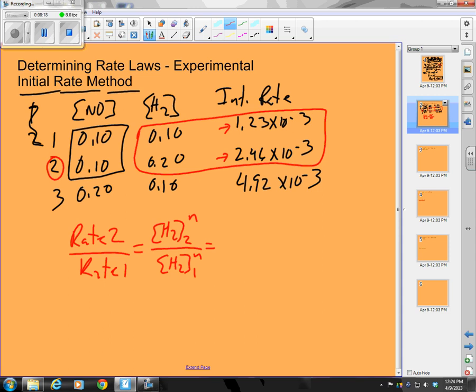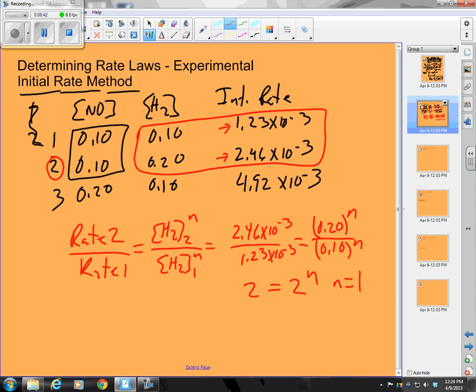So I've got 2.46 times 10 to the minus third over 1.23 times 10 to the minus third is equal to, let's be consistent, 0.20 to the N over 0.10 to the N. And we solve for N. When I do that, I get 2 is equal to 2 to the N, and so N is equal to 1. So that is now the coefficient in my rate law for my H2.